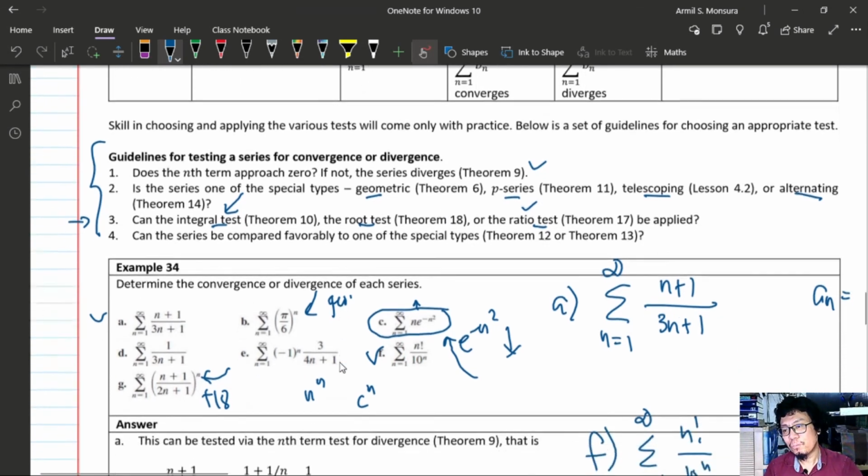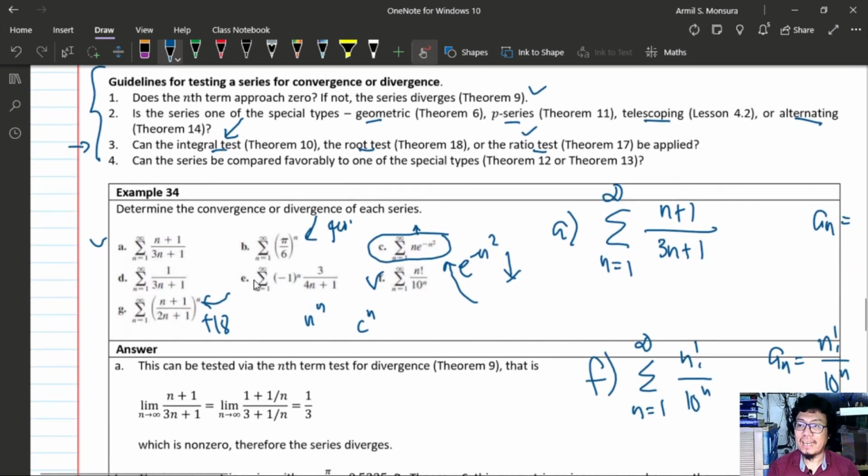So I hope that you can practice the use of these guidelines on these series, so that you can get a grasp of how the thinking process is done in order for you to come up with which test to use in each of those cases.